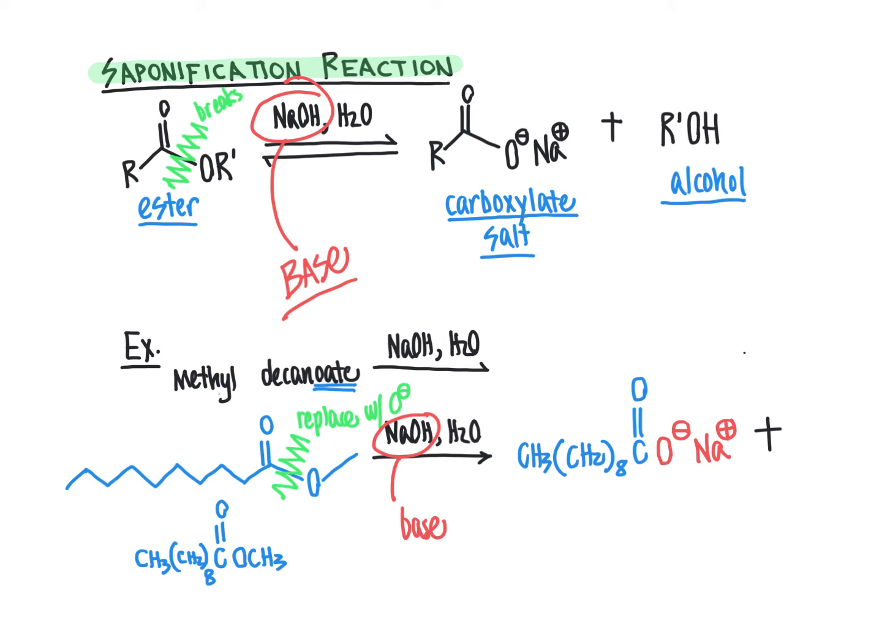The other product of this reaction is going to correspond to the O alkyl group of the ester. So right here, this part that I'm labeling here is what's going to become the alcohol part of the product mixture. So in this case, we have a 1 carbon chain. So it's going to be a 1 carbon alcohol, CH3OH, methanol, as the other product of this reaction.